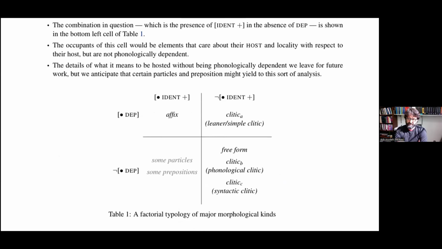Leaners or simple clitics are dependent, but they don't have ident plus. Free forms have neither ident plus nor dep. And phonological clitics and syntactic clitics, although they're not free forms in the pre-theoretical sense, are represented the same way in the theory. And lastly, by speculation, we might infer that there's this missing, grayed out cell here. Something that might have ident plus, like needing a host, but not be actually prosodically dependent, would be some particles and some prepositions in English, for example.